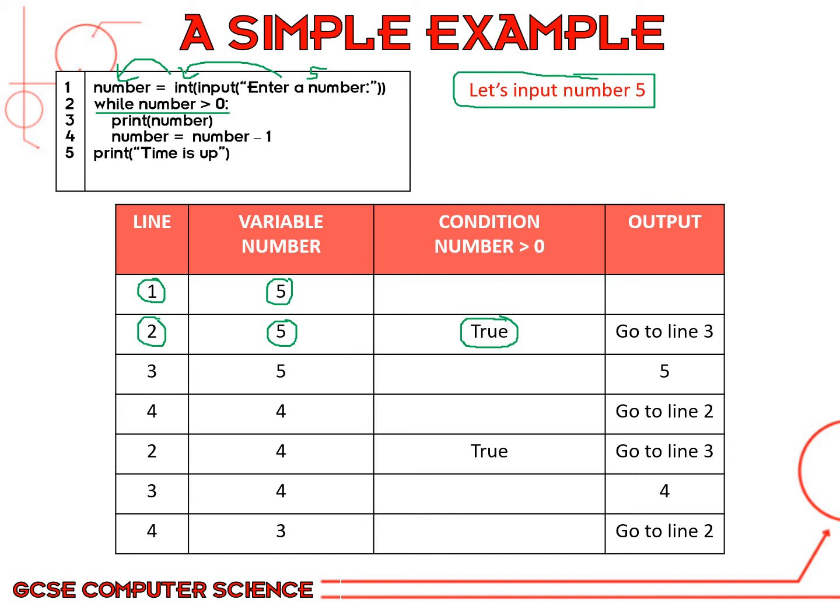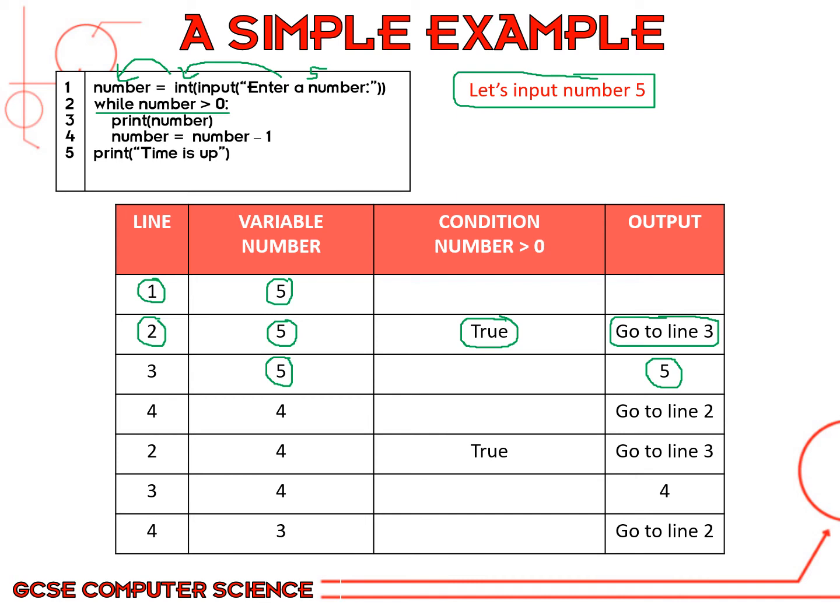Then as our output, this is not technically output, but it helps you to trace your way through the program, we can go to line 3. So we move down a line to line 3. On line 3, we can see that we are to output the number. So whatever the current value of the variable is, which is 5, we output it to the screen. So in the output column, we can put 5 in.